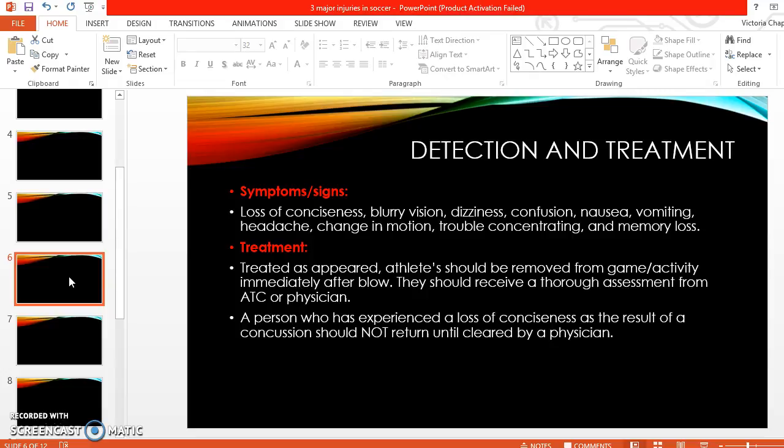Some treatments, as appropriate. Athletes should be removed from the game immediately after the blow. They should receive a thorough assessment from an athletic trainer or the physician. And a person who has experienced a loss of consciousness as a result of the concussion should not return until cleared by a physician. It's very important.